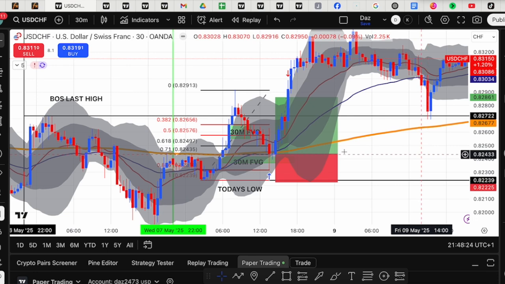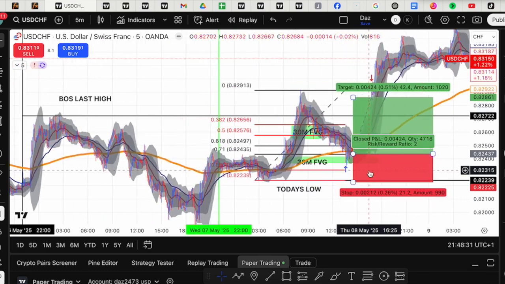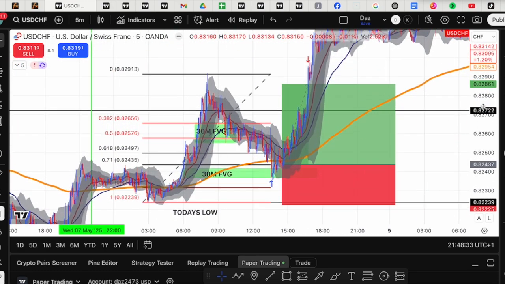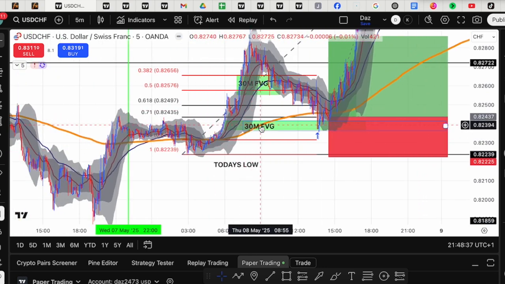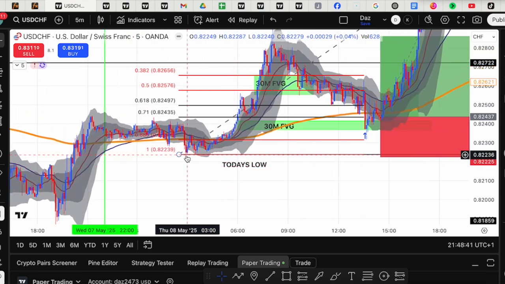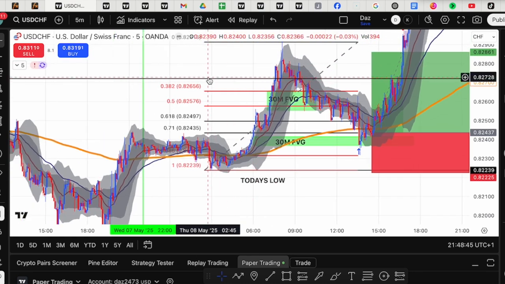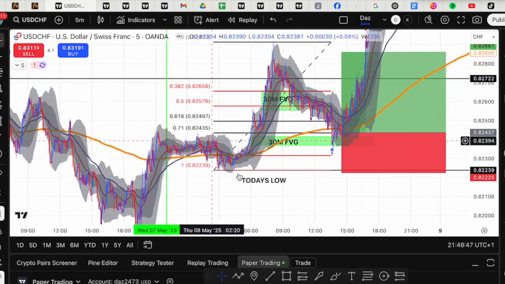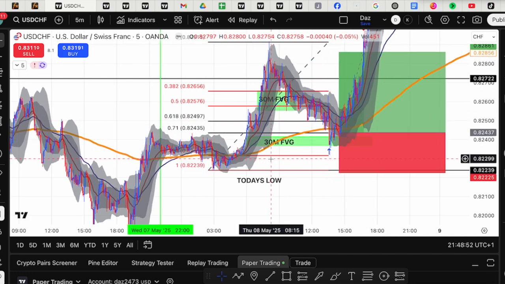If I jump on the 5-minute, you'll see I've got a fair value gap here and a fair value gap there. It pushed through this one, broke the Bollinger Band here and here, and then broke structure there. So then I put my fibs from the bottom to the top, and wanted it to come back to fill this fair value gap on the 30-minute.